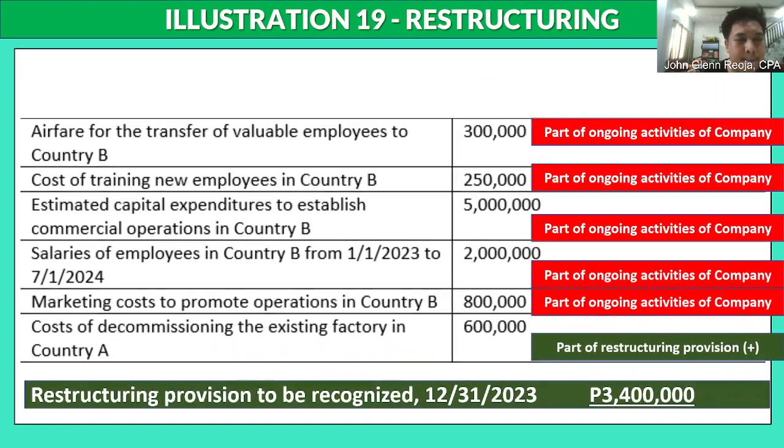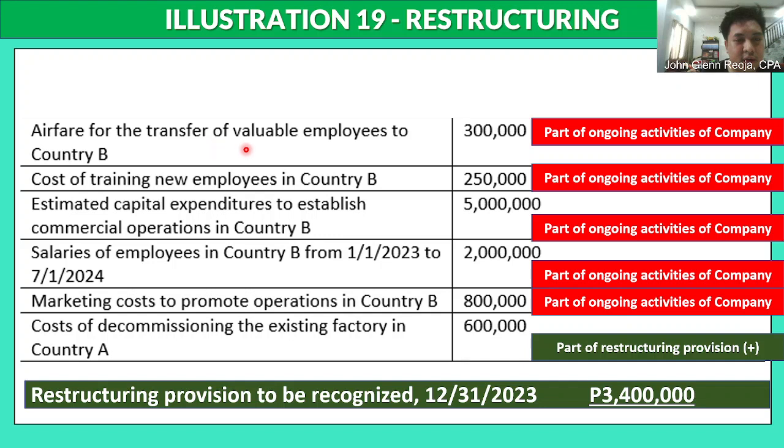Next, airfare for the transfer of valuable employees to country B. Part ba siya sa restructuring? Hindi, kasi i-continue lang nila yung business nila. Part na sa kanilang operating expenses. Cost of training new employees, the same. Part lang sa operation. So, nothing special. Estimated capex to establish commercial operations in country B. Again, that is part of the ongoing activities of the company.